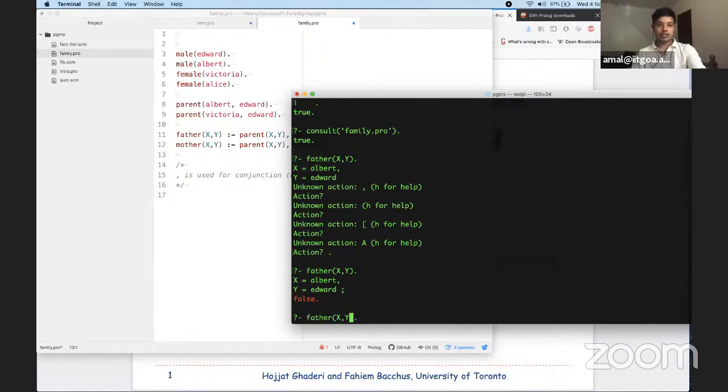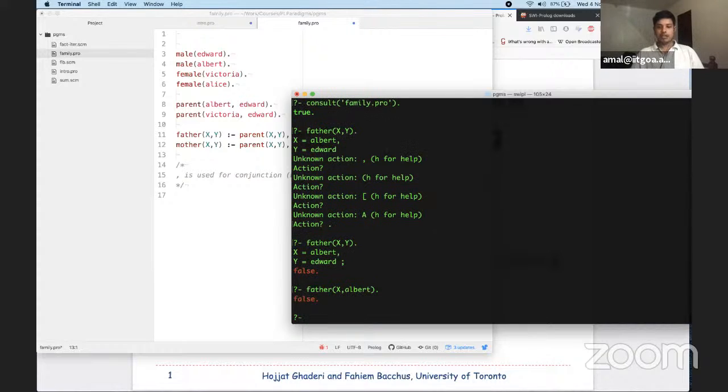I can also ask, is there an X such that X is the father of Albert? And that also says no, there is no solution. Clear? So query answering need not always have only variables. It can also have atoms. All right.